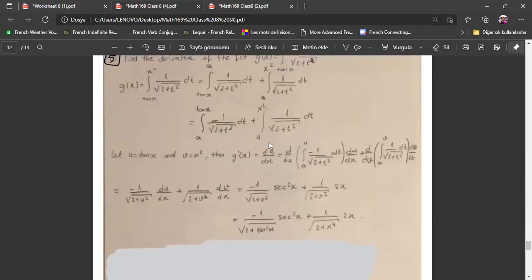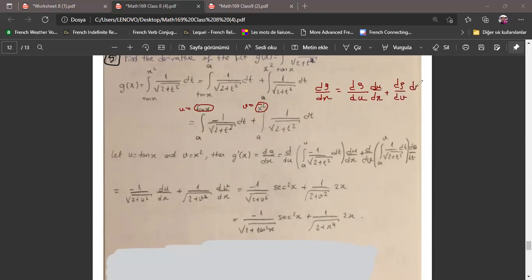What do we have there? We have g prime on the left, so it's the derivative of g with respect to x, right? And so it can be written like this. Let's write here dg over dx is equal to, first recall that this is equal to u and this is equal to v, right? So dg over du times du over dx plus dg over dv times dv over dx, right?